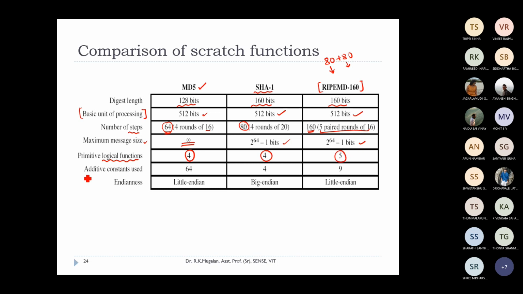Then additive constants, like how we have addition of constant values. If you remember properly, in the key expansion of our AES, the round constant we used to call. Like this, we have constants here also. So MD5 has 64 constants, and SHA has 4, and RIPEMD has 9. And NDNS, we'll see what this NDNS means while discussing the algorithms. Right.